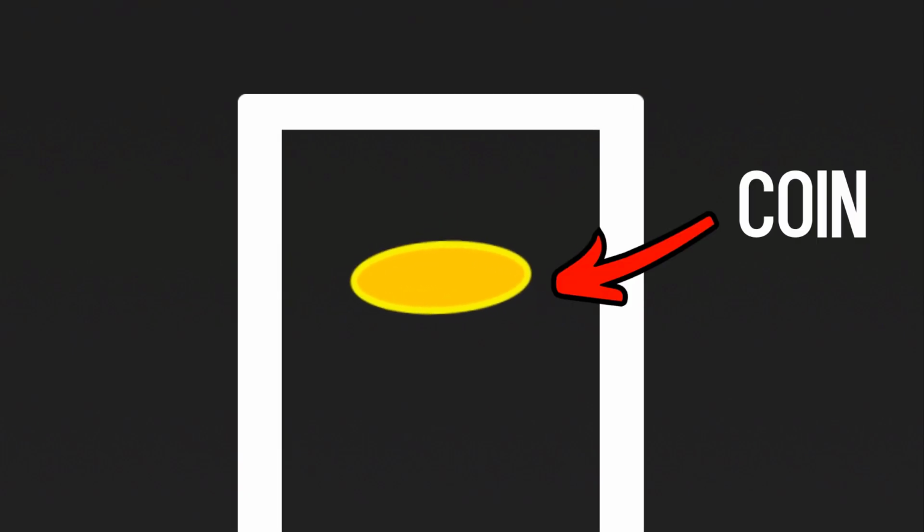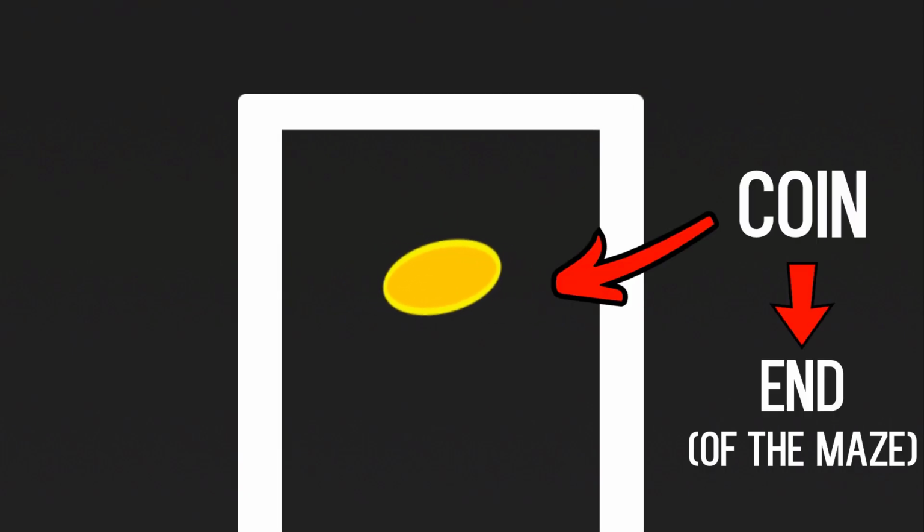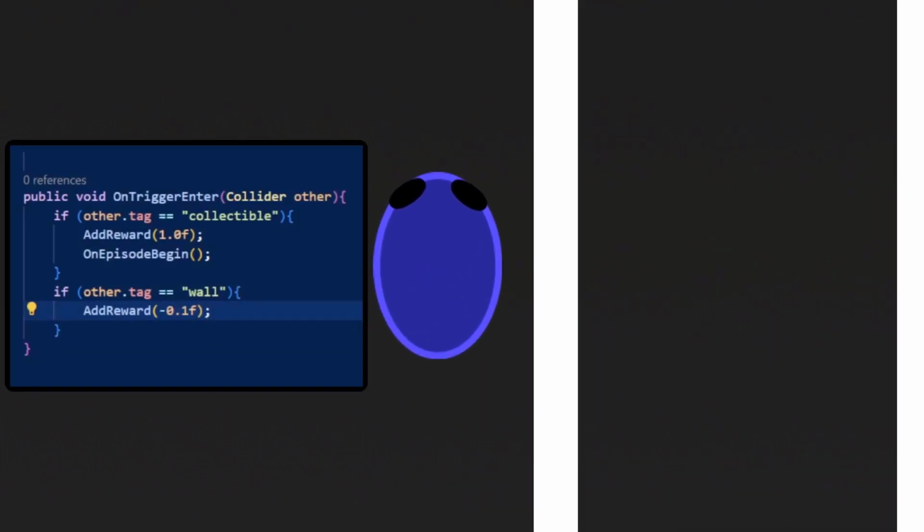You're currently looking at the very first maze that Kevin has to complete. The yellow circle at the top is a coin, which signifies the end of the maze. We'll come back to the coin a bit later. So, as I previously explained, Kevin right now only knows how to move in random directions. What the code does is it gives Kevin a negative reward when he touches the walls of the maze, and it gives him a positive reward when he reaches the end of the maze and collects the coin.